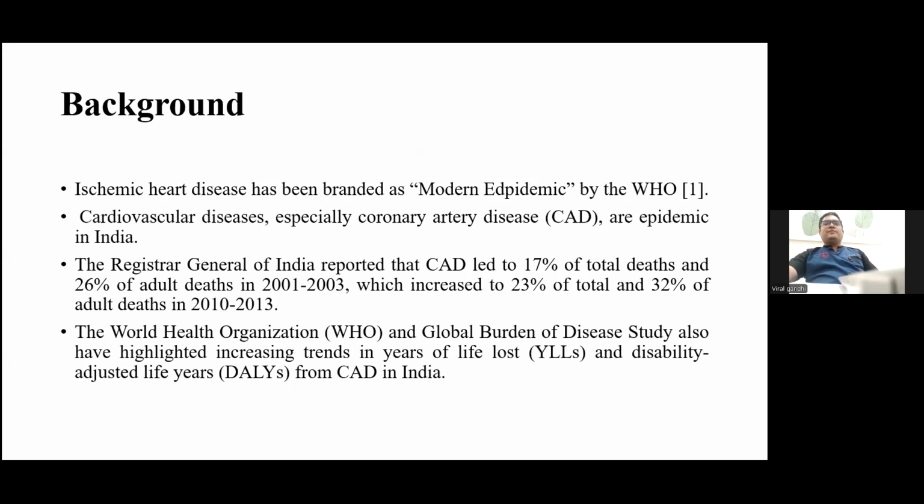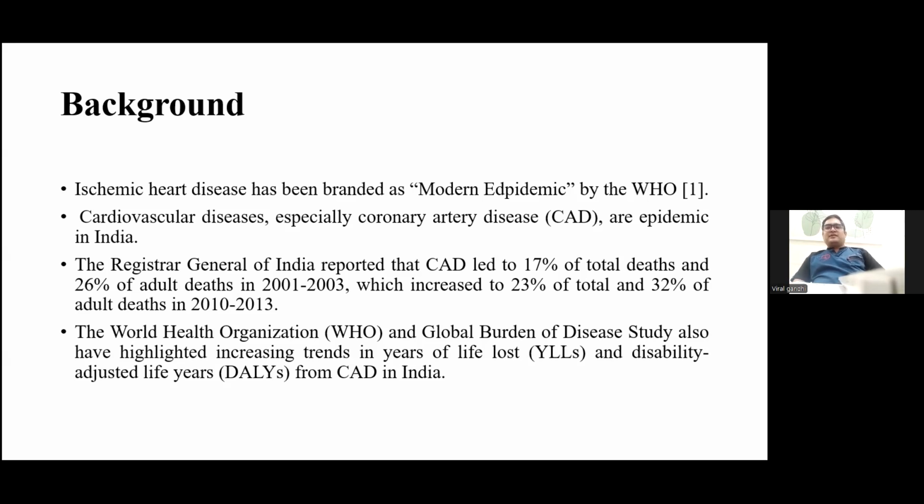Basically, the aVR lead ST segment is somehow neglected. We have a background for this, why we should evaluate the aVR segment. Ischemic heart disease is branded as a modern epidemic by the WHO, and even in India, the burden of cardiovascular disease, especially coronary disease, is very high.